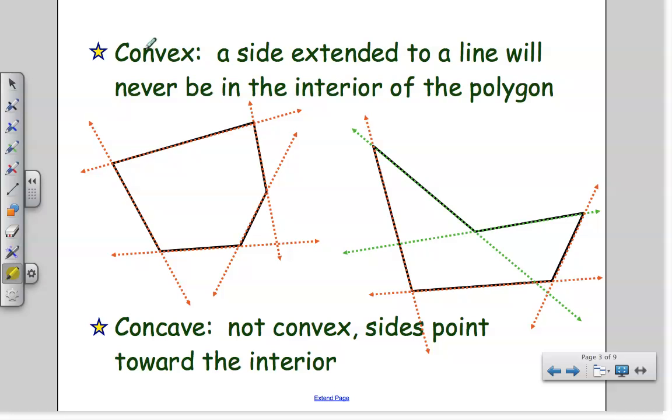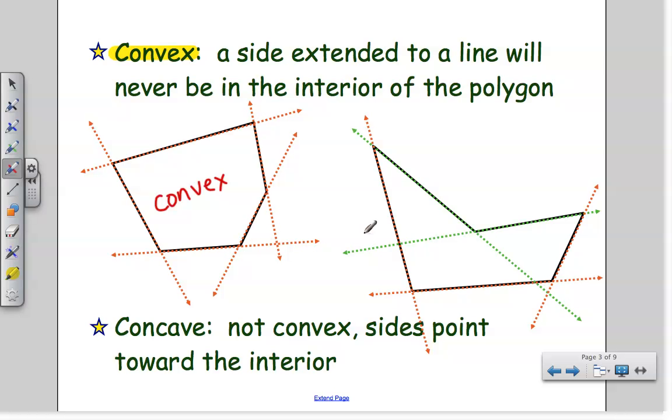Talking about convex versus concave polygons, convex polygons are kind of your more basic type of polygon. The definition that you're going to see is where if you extend a side into a line, that line will never be in the interior of the polygon. You see this rule is broken with these green lines that I did. I did dotted lines for every single side on this polygon, and none of these orange dotted lines entered the interior.